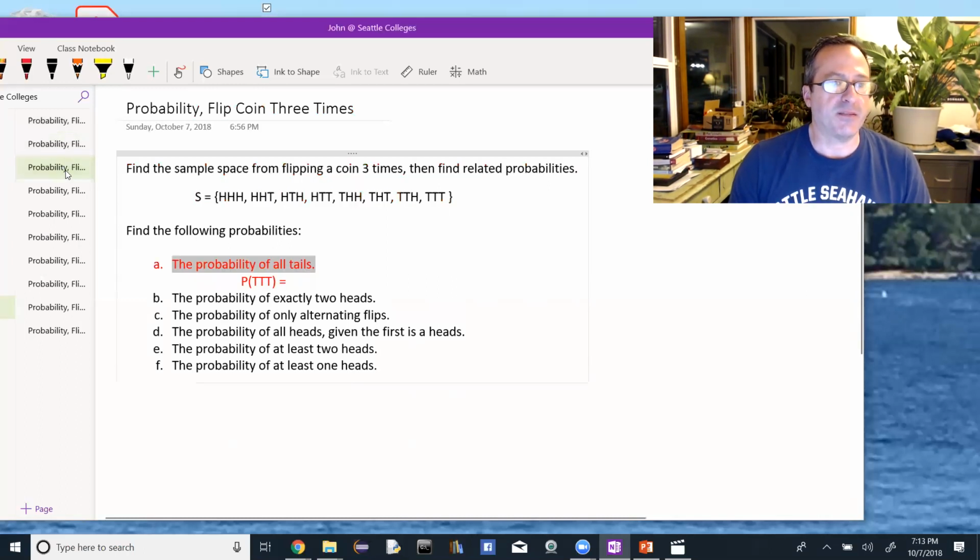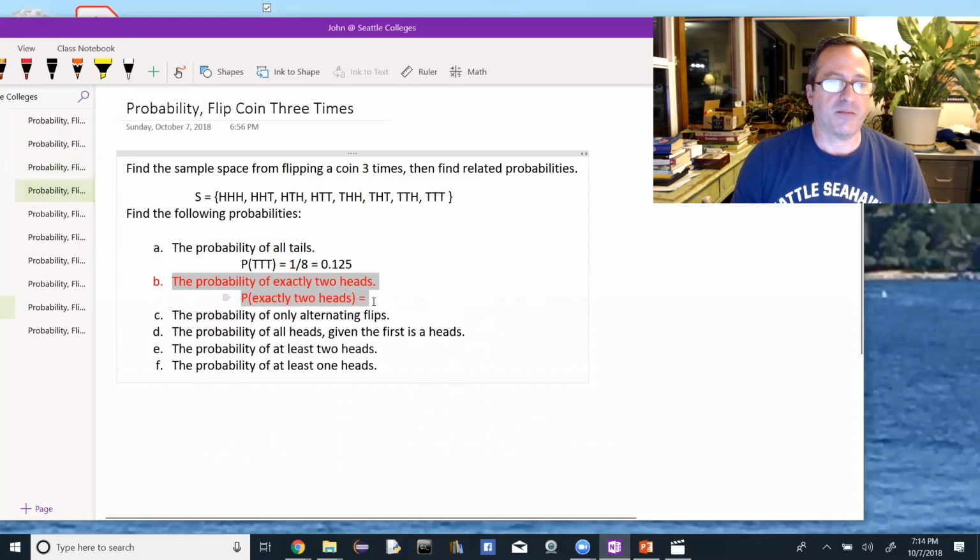Okay, first problem, probability of getting all tails. There's only one way to do that, and that's get tails, tails, tails. So I can just write that in here, tails, tails, tails, for my notation. And then there's only 1 out of 8. And once you have the sample space and you use the proper notation, the result is pretty straightforward.